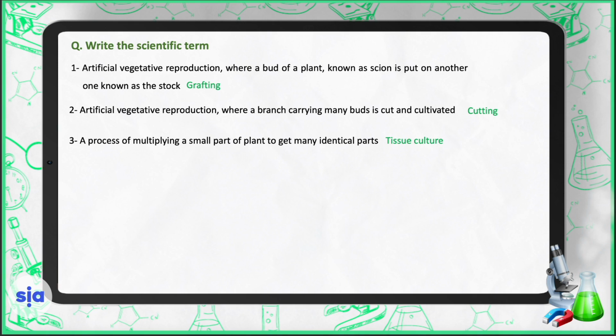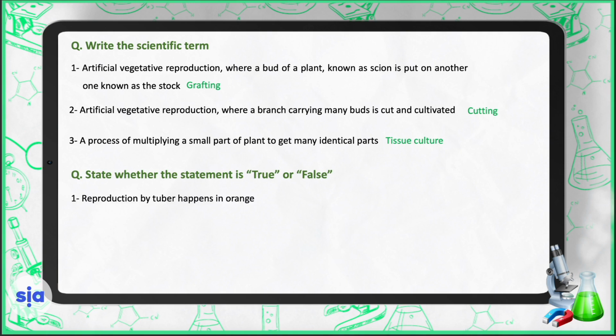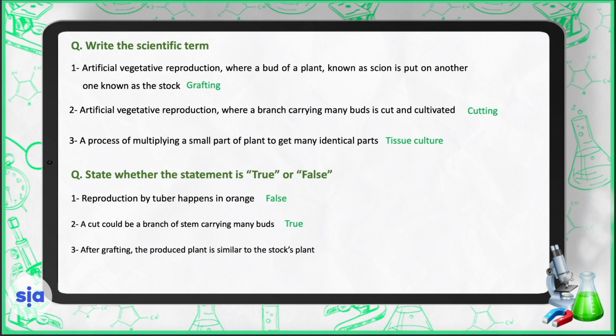A process of multiplying a small part of a plant to get many identical parts. This is tissue culture. State whether the statement is true or false. Reproduction by tuber happens in orange. This is false. It happens in potatoes or sweet potatoes. A cut could be a branch of stem carrying many buds. True. After grafting, the produced plant is similar to the stalk's plant. False. It is similar to the scion plant.